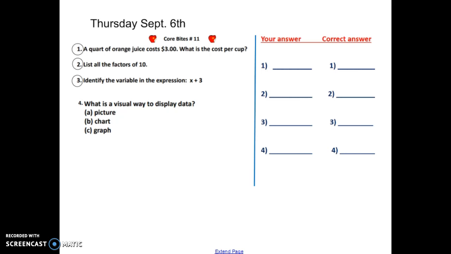Number 1 says a quart of orange juice costs $3. What is the cost per cup? Now, what that is asking you is, what is the cost for 1 cup? When you see the word per, it's asking you for the cost or the amount for 1 item. Pause your video and underline the important information and write down what per means.